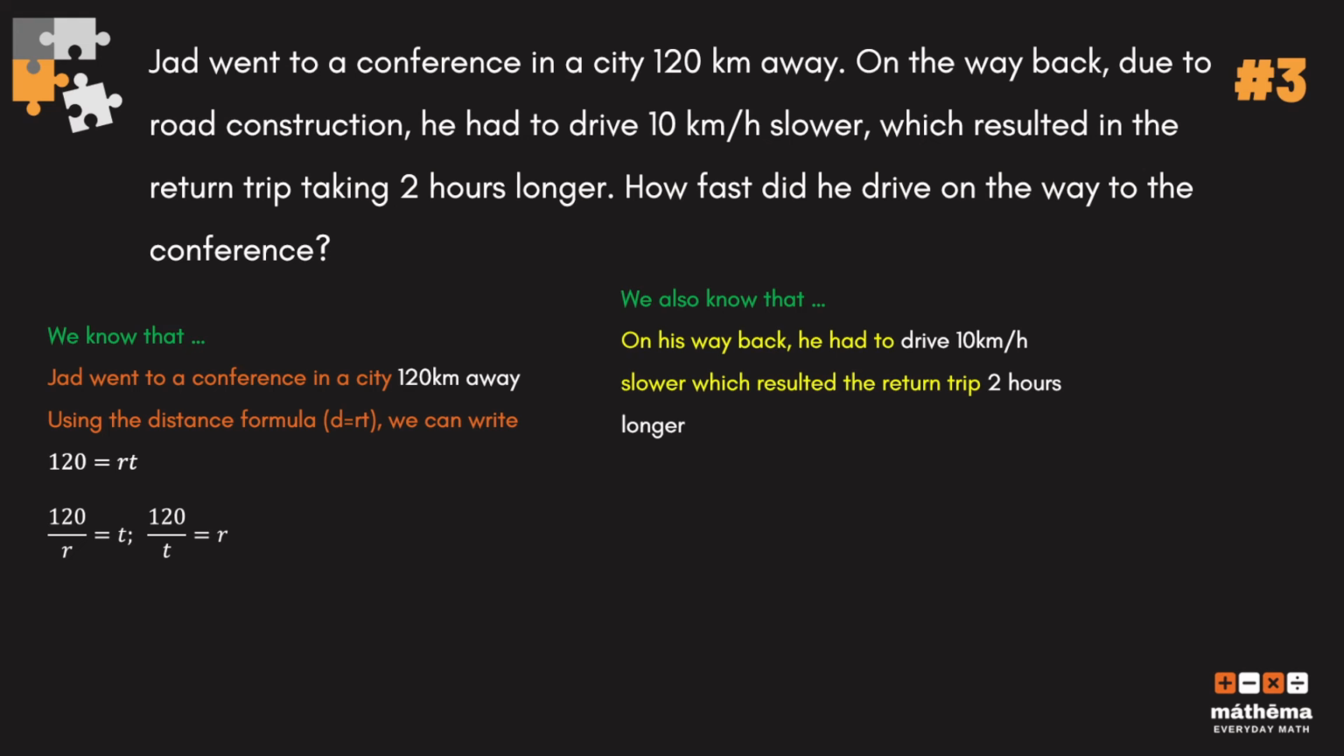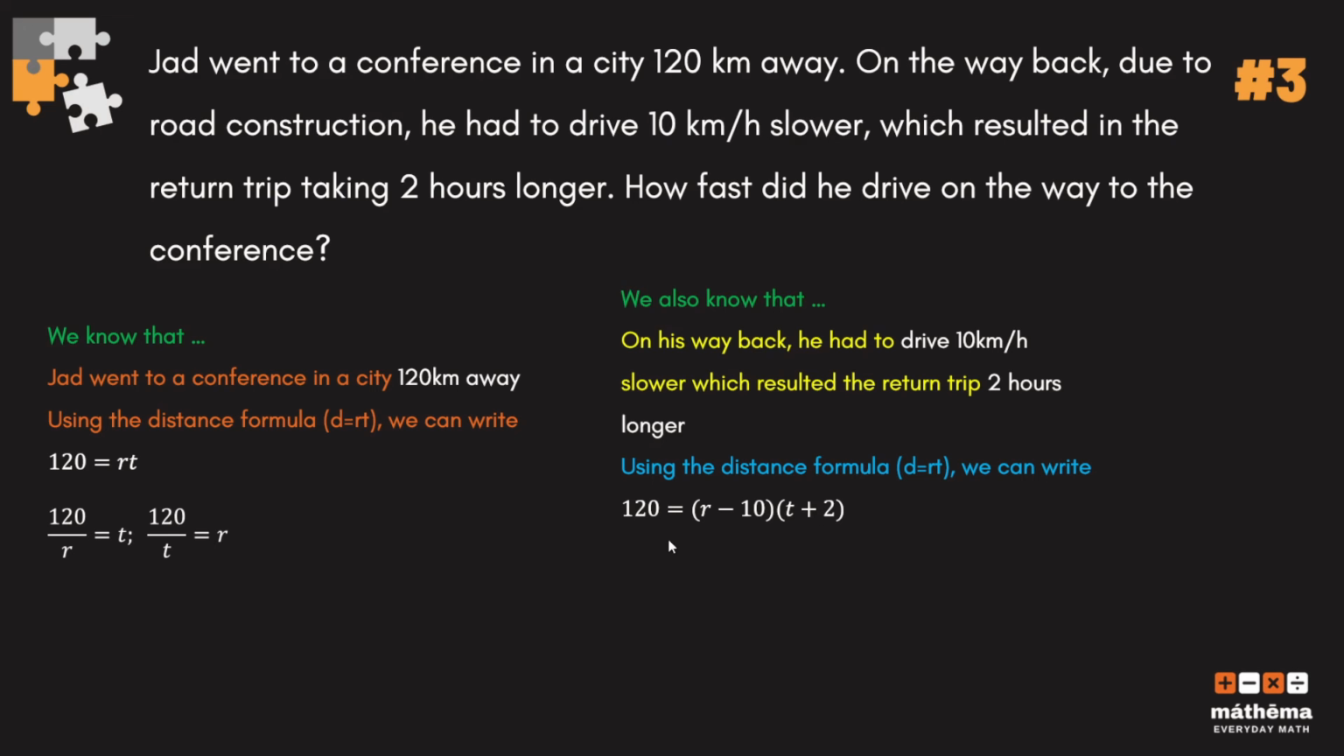We also know that on his way back, he had to drive 10 km per hour slower, which resulted in the return trip being 2 hours longer. Using the distance formula, d is equal to rate times time, we can write 120 is equal to the quantity of r minus 10 times the quantity of t plus 2. Why do we write r minus 10? Because on his way back, he had to drive 10 km per hour slower. And why do we write t plus 2? Because the return trip took 2 hours longer, so we need to add 2 to our initial time.